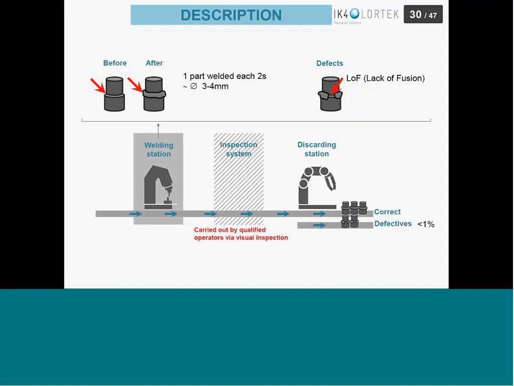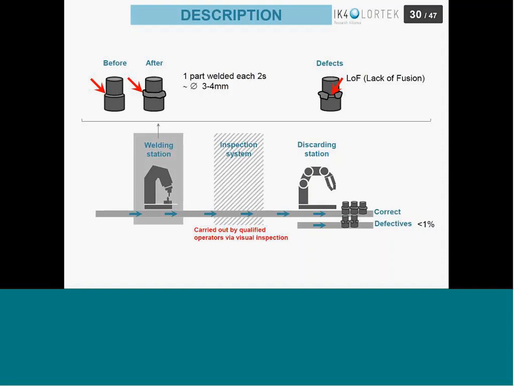The welding under study joins 2 cylinders together. One cylinder is introduced inside the other, and the boundary region is welded by adding material. In the productive line, one part is welded every 2 seconds, and the size of the regions to weld is approximately 2 to 3 millimeters. These defects are known as lack of fusion since they show a not welded region. This means that there is a region without added material.